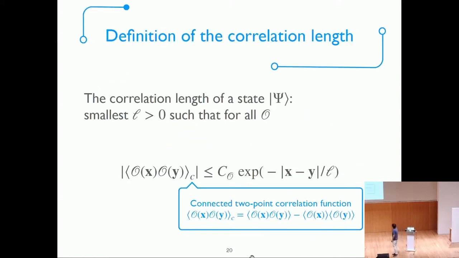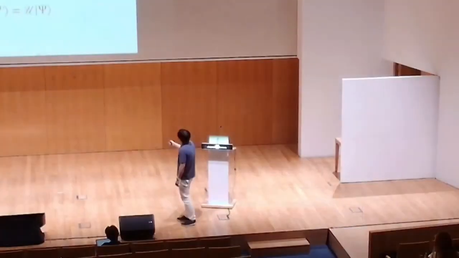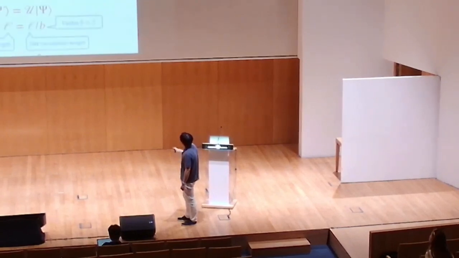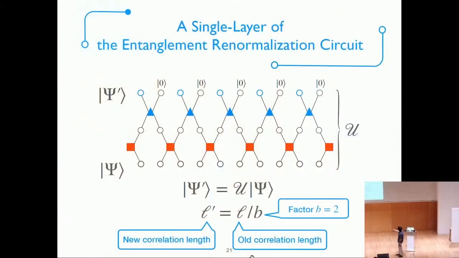We can define the correlation length of many-body states through the connected two-point correlation function, where the operators are defined on different lattice sites. While it decays exponentially, you can extract a length scale, which is the so-called correlation length. Now if we apply one step of the MERA circuit, which turns psi into psi prime by multiplying by this unitary circuit U, since we are doing coarse-graining, two sites that were originally correlated at distance two are now correlated only at distance one. So the correlation length is reduced by a factor of the rescaling length b, which in this example equals 2.